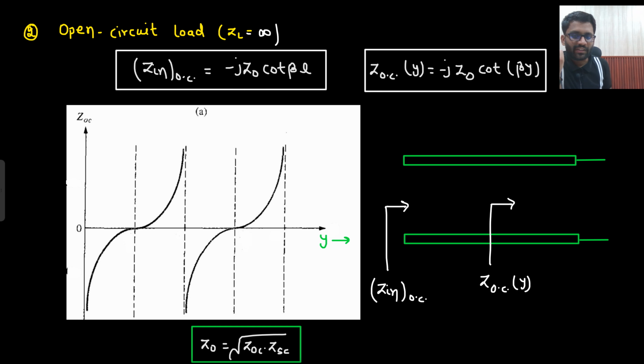Initially it will show the capacitive nature, then it will show the inductive nature, then again capacitive nature, then again inductive nature, and this distance will be lambda by 4. This distance will be lambda by 2. This will be 3 lambda by 4. This distance will be lambda. Let's check it out.